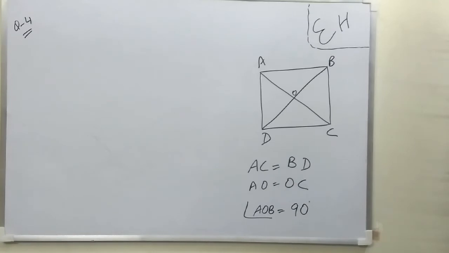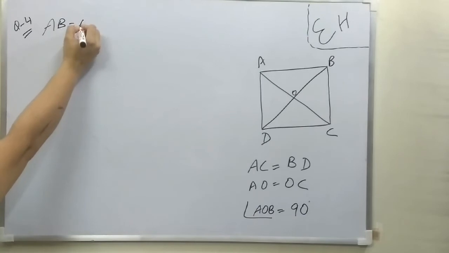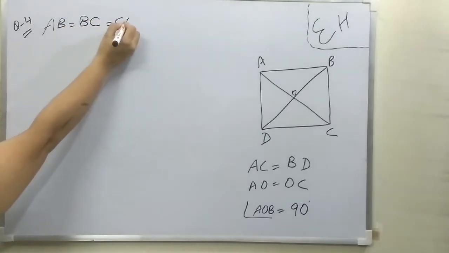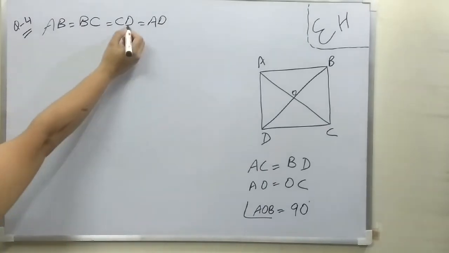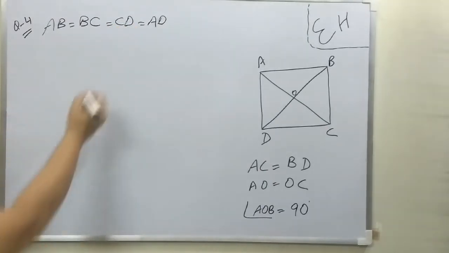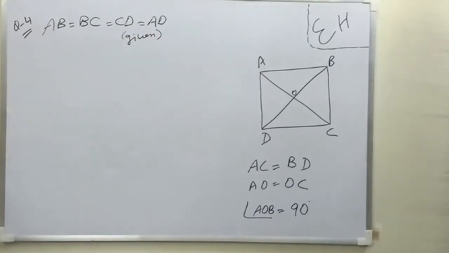Question number 4. Show that the diagonals of a square are equal and bisect each other at right angles. But you have to show that ABCD is a square, given. It is a square, then AB is equal to BC is equal to CD is equal to AD. It was given because all the sides of a square are equal. This is given. What you have to prove is AC is equal to BD.